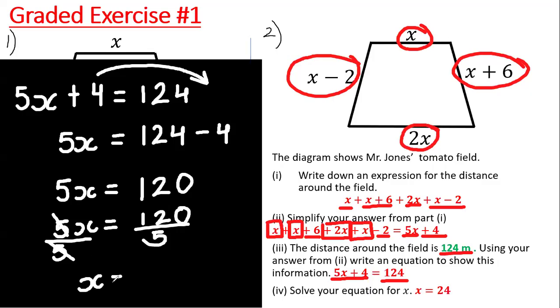And so we have 120 divided by 5, which gives us what? What is 120 divided by 5? 24. Very good. That's how we got the 24. Here, x is equal to 24. So that's how we do it. Any questions on this, please? Let me know if you have any questions.